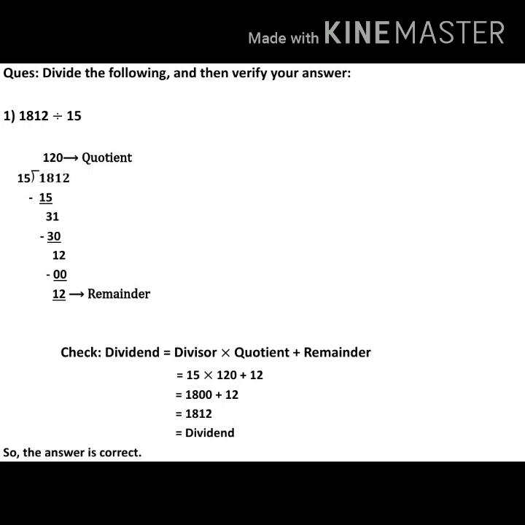First part. 1812 divided by 15. Here 1812 is the dividend and 15 is the divisor. Firstly, we have to divide these two numbers. 15 ones are 15. So we will write 1 as the quotient and 15 below 18. After subtraction, we will get 3. Now we will bring down 1 and the number will become 31.